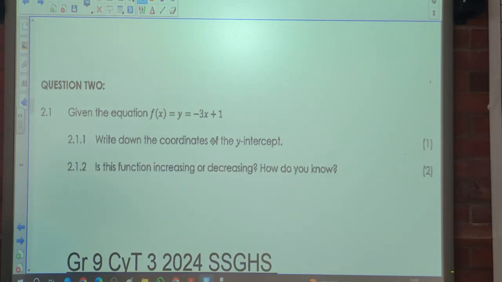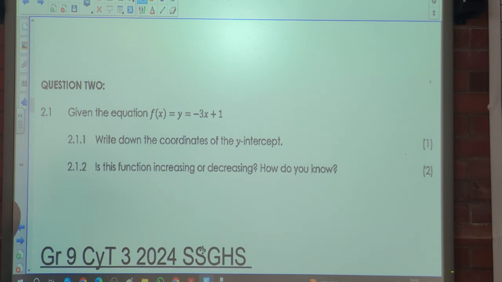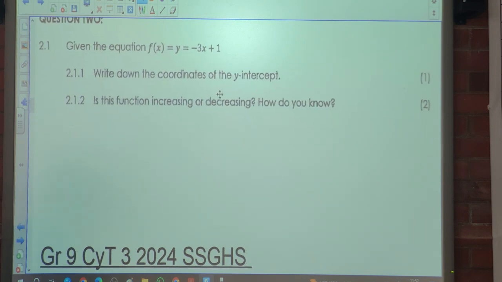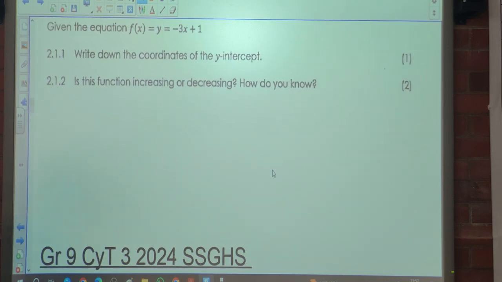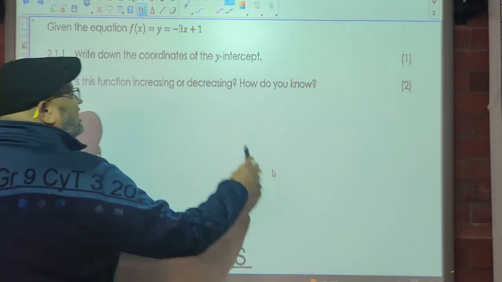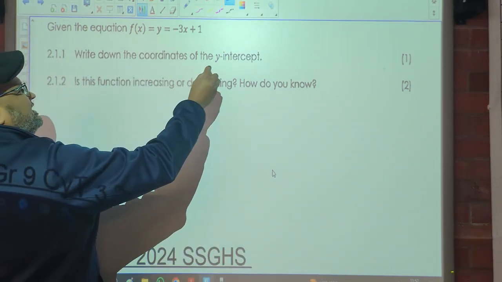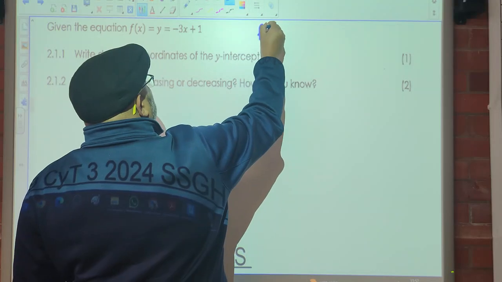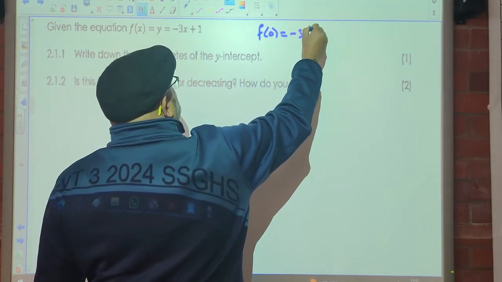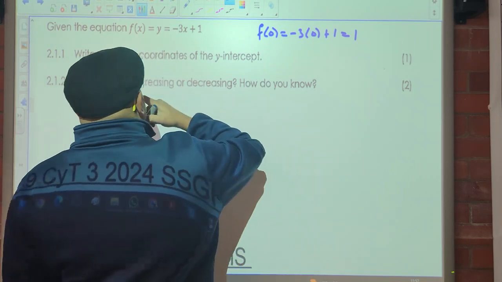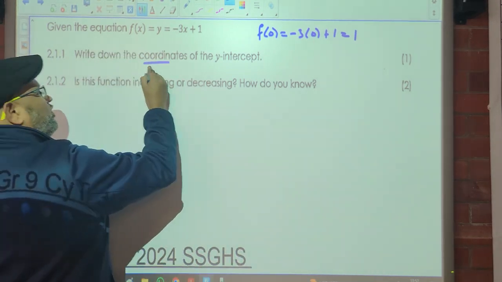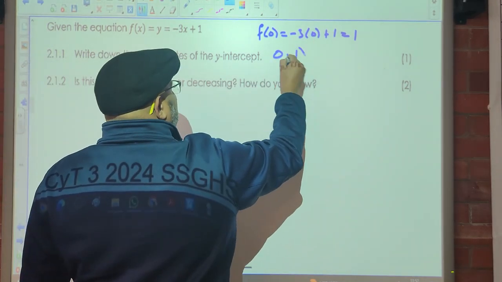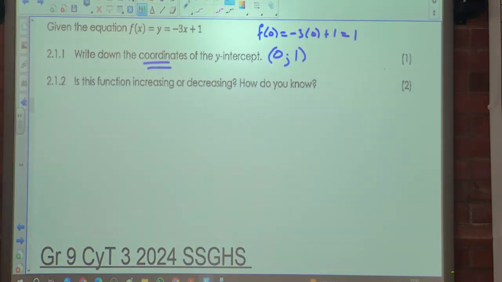Okay, people, let's do real maths. Yay. People, question 2. 2.1. Given the equation f of x equals y equals negative 3x plus 1, write down the coordinates of the y-intercept. People, how do you calculate y-intercept? Let x equal to 0. So f of 0 is negative 3 times 0 plus 1, which is 1. Have I answered the question? No. The coordinates is 0 and 1. If you wanted to write only the answer, you would have gotten full marks anyway.